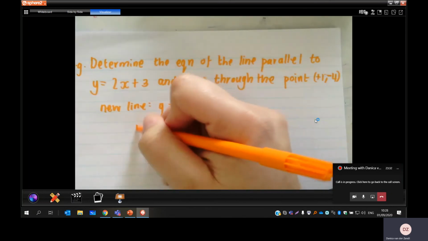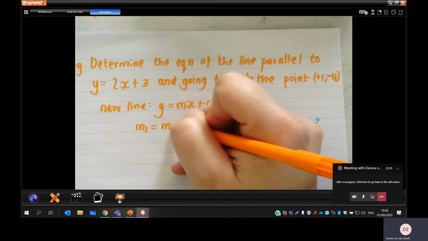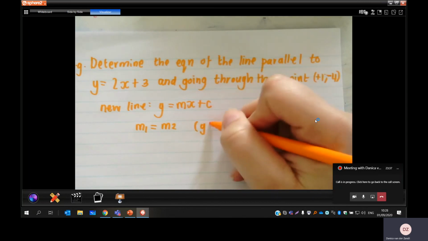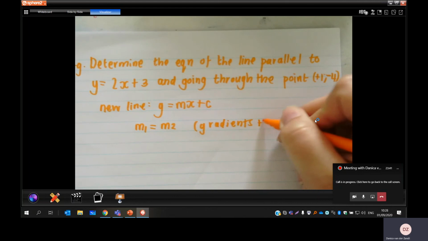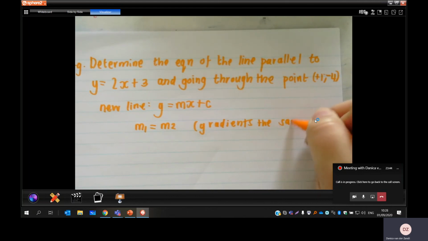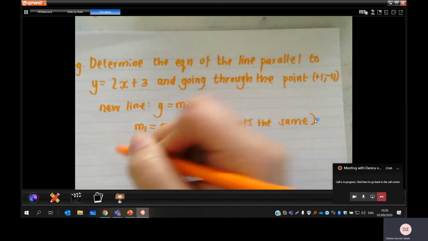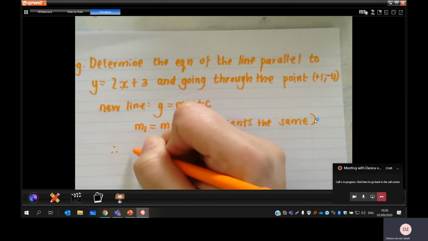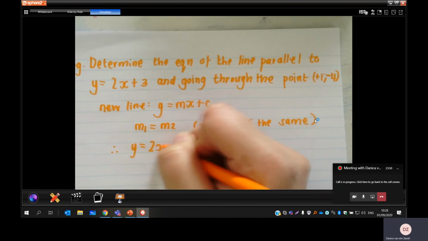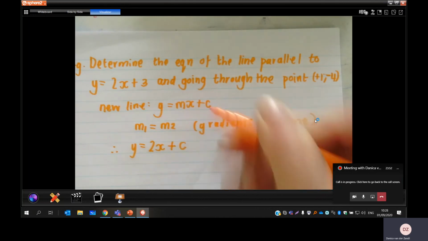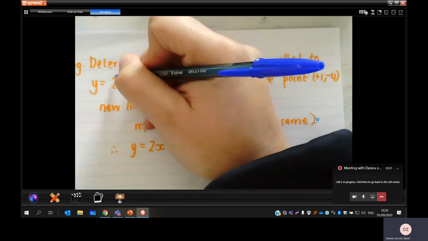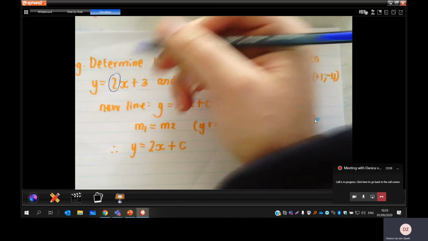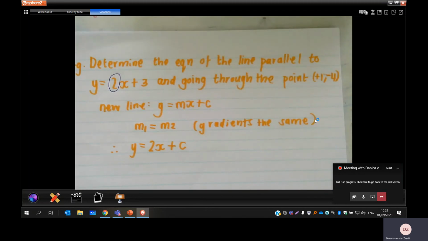So just for this example, I'm going to write that down. Okay? M1 equals M2. Gradients are the same. I would not need to write this down when I was calculating. It's just for demonstration purposes. So therefore, I can update my new line as 2x plus c. So there's my gradient. So I use my gradient in the new line.